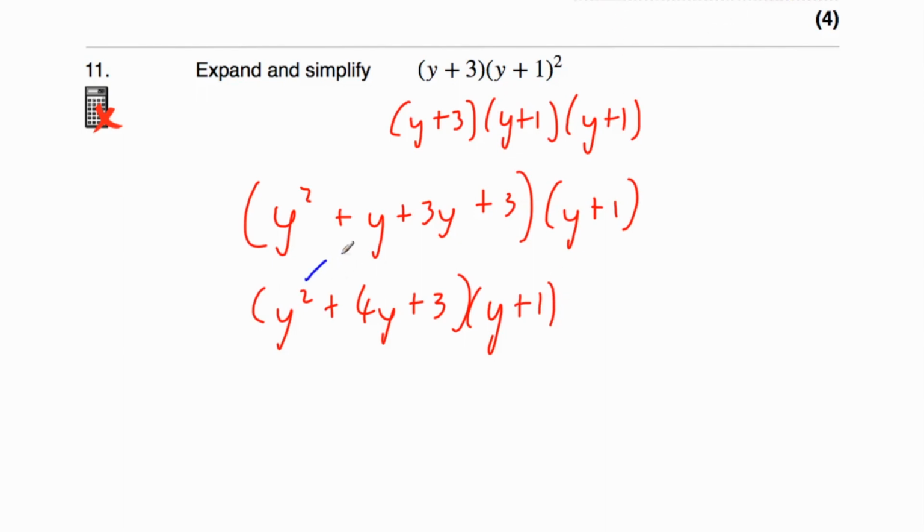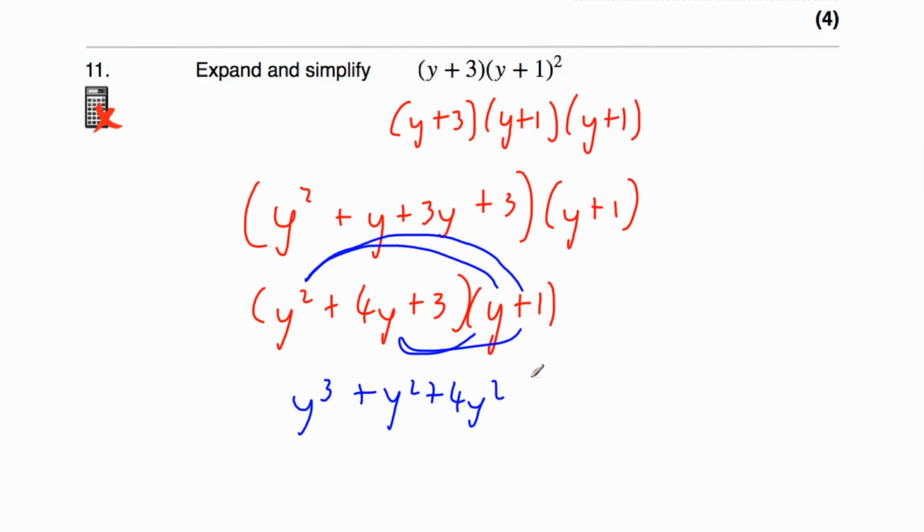So we've got y squared times y. That's going to be y cubed. Y squared times 1 is going to be plus y squared. So we've done our y squared. Now let's move on to our 4y. 4y times y would be plus 4y squared. And 4y times 1 will be plus 4y. And then finally, we've got our 3. 3 times y would be plus 3y, and 3 times 1 would be plus 3.